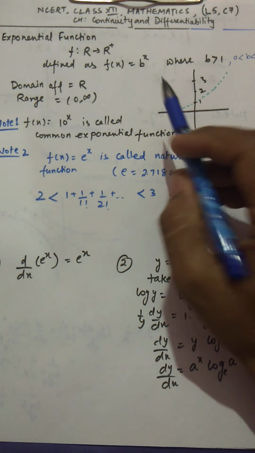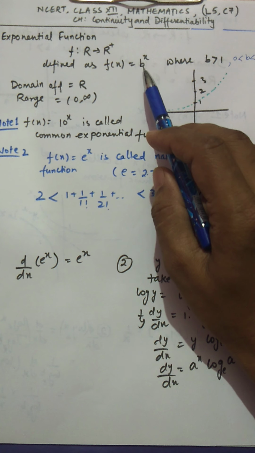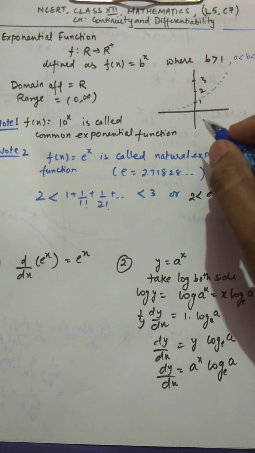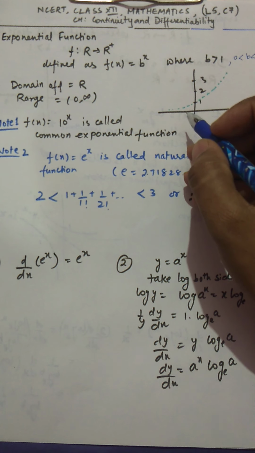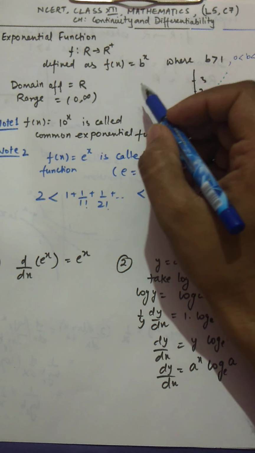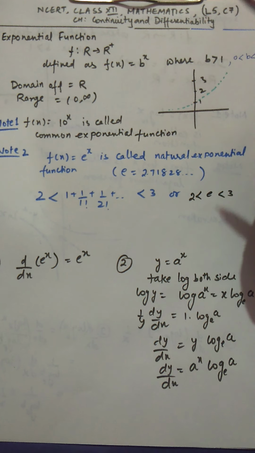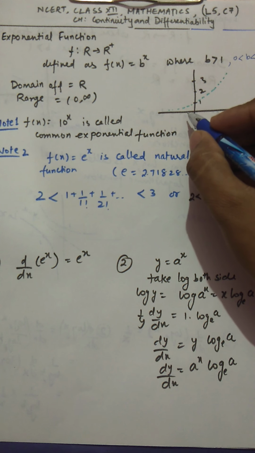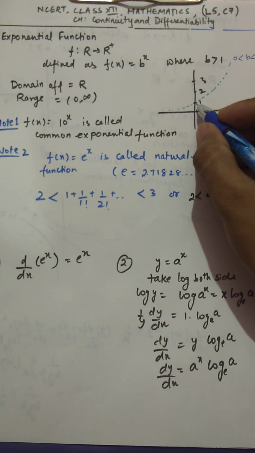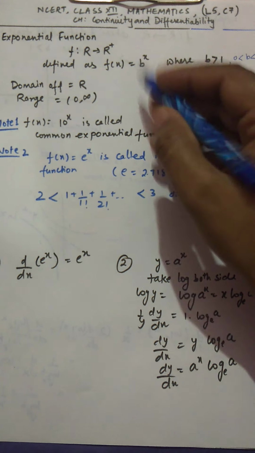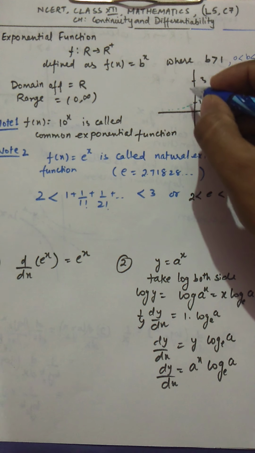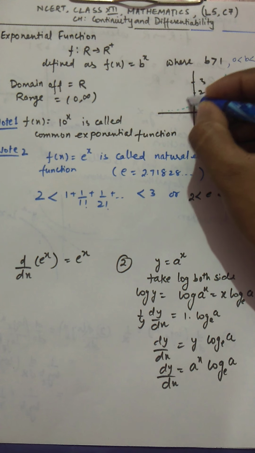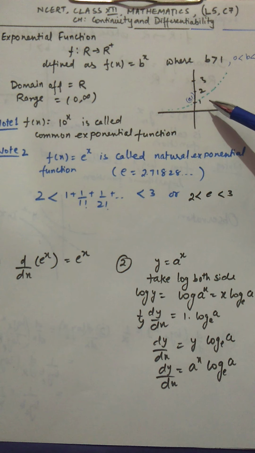In general, take the example b equal to 2, and take values of x. First take x equal to minus 1, then it will be 2^(-1), which is 1/2. So y will be 1/2, and the point x equal to minus 1, y equal to 0.5 will come here. Then if you put x equal to 0, y will be 1. So this is the point (0, 1), and if you put x equal to 3, then this function will go like this.